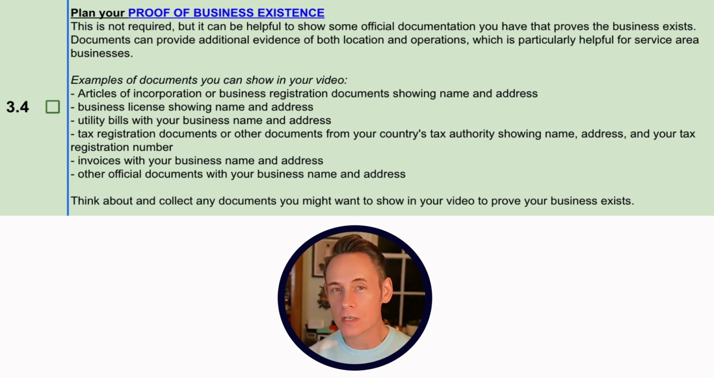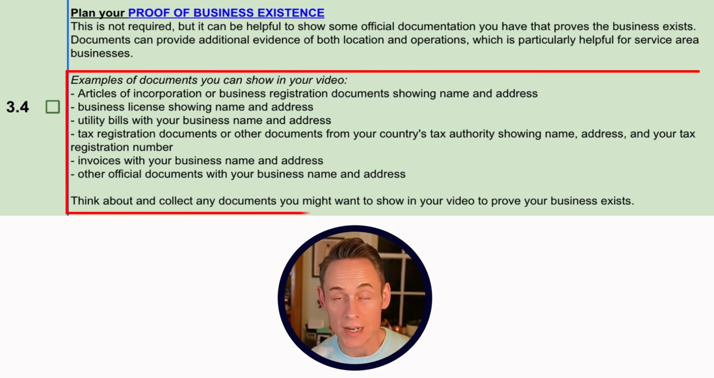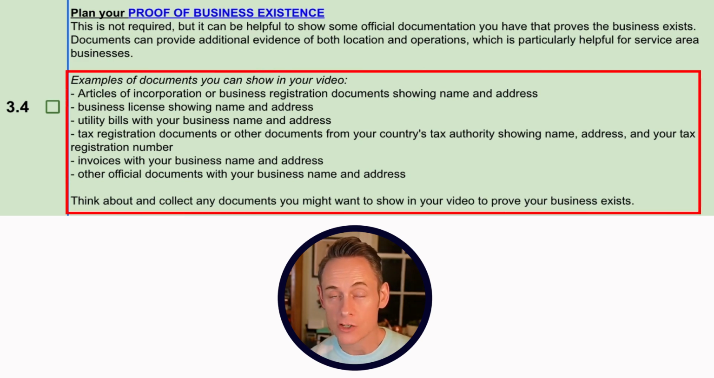And that would be through things like your business license and your business registration. Those are great. And the information on those should match your name, address, phone number that you have on your Google Business profile. A utility bill that has your business name, address, and phone number on it, or just name and address. That's a really helpful document. Any tax documents you have from your country's tax authority with your name and address on it, also really great documents to prove that this is a real business that exists.